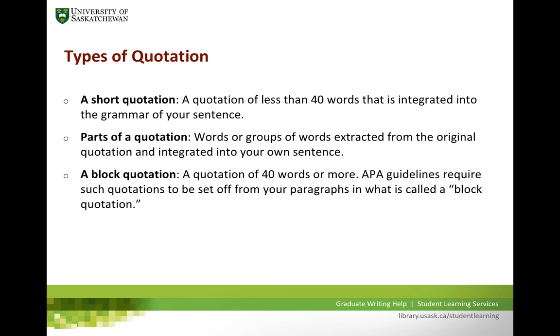There are basically 3 types of quotation. There's a short quotation, which is a quotation of less than 40 words that's integrated into the grammar of your sentence. Then there are parts of a quotation, words or groups of words extracted from the original quotation and then integrated into the grammar of your own sentence. And then finally, block quotations. These are quotations of 40 words or more. APA or MLA or other citation guidelines require such quotations to be set off from your paragraphs in what is called a block quotation.